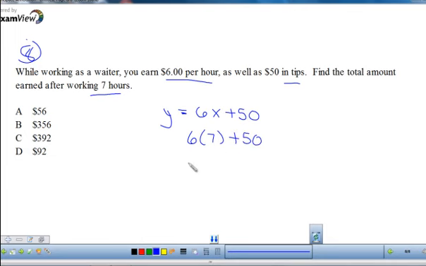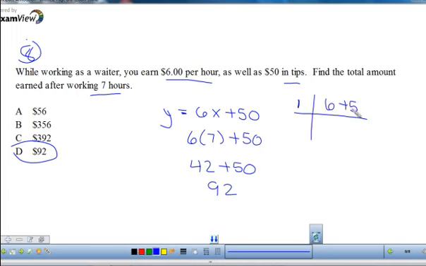So 7 times 6 is 42, and 42 plus 50 would be 92. Or you can just work this out. After 1 hour, he would earn $6 plus 50. After 2 hours, he would earn $12 plus $50 in tip. 3 hours would be 18 plus 50. So you will work that until you get to 7.